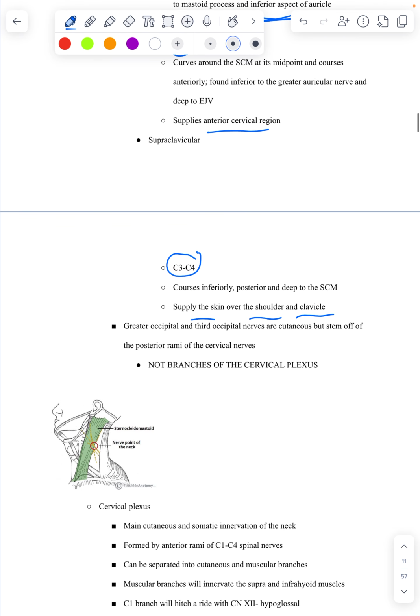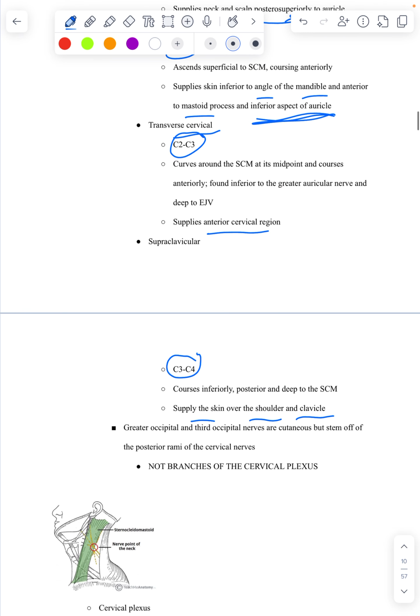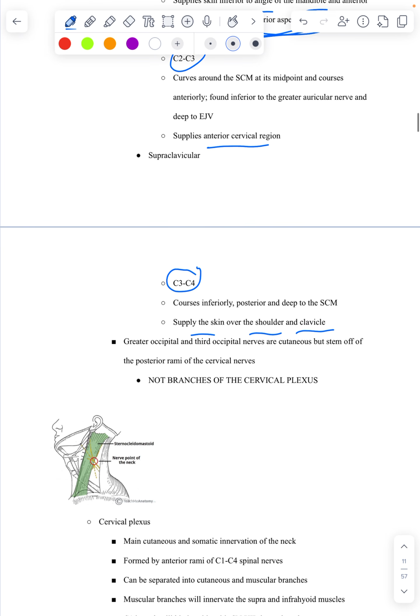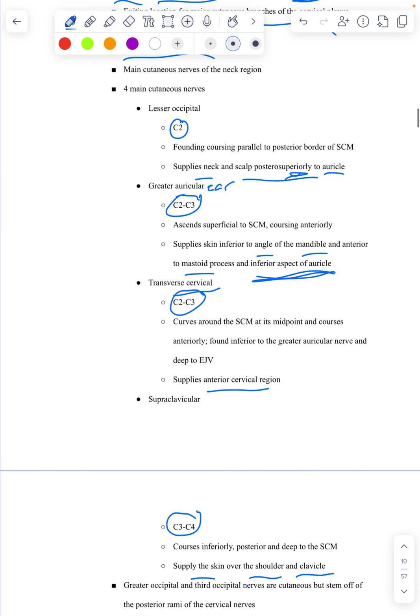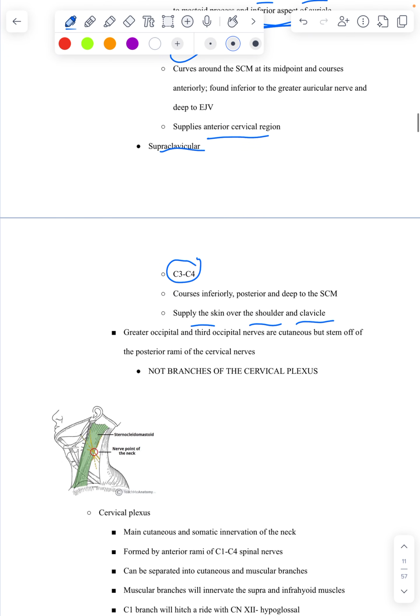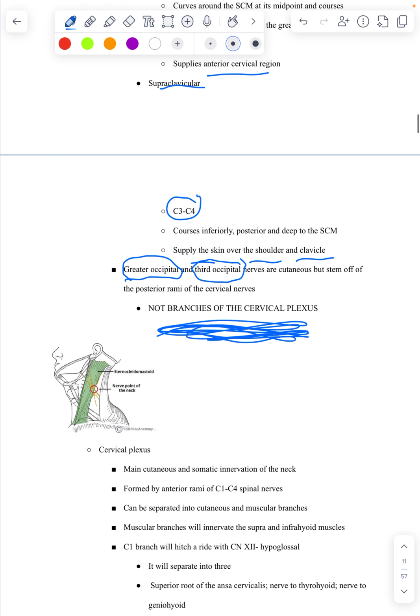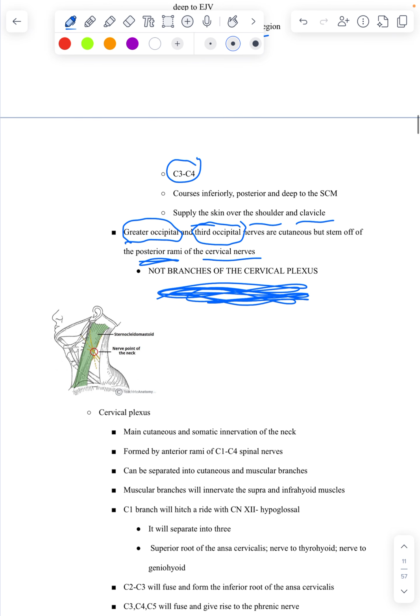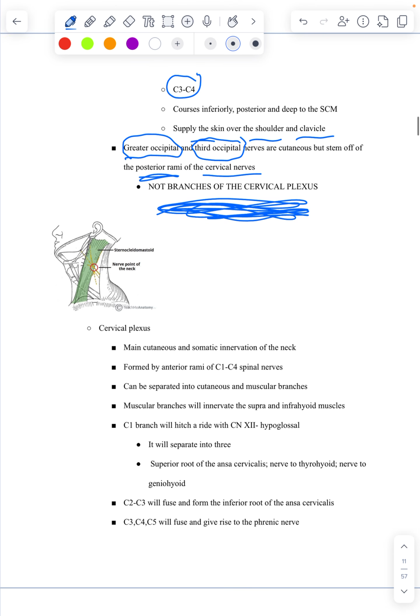Now, she loves exceptions, so if she says which of these is not a branch of the cervical plexus, and she gives you 3 of these, and then she throws in greater occipital or third occipital, then these are not branches of the cervical plexus. But they do stem off the posterior rami of the cervical nerves. So that could definitely be an exceptions question.